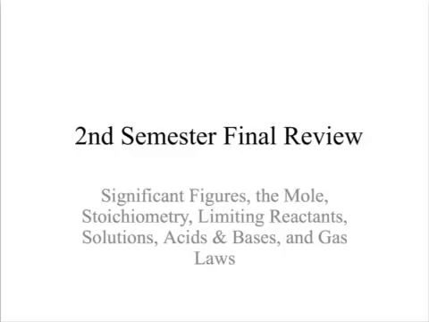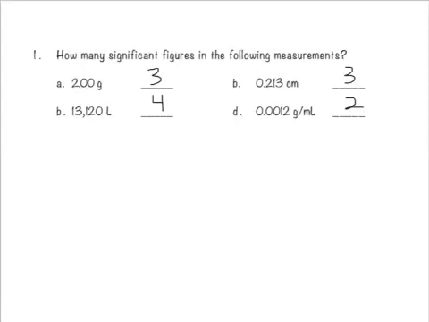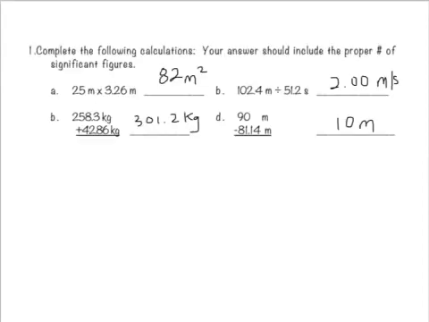This video will go over the second semester final review for chemistry. In this first set of problems, you're identifying the number of sig figs in the following measurements. A has 3, both the 2 and both zeros are significant. B, the 0.213 centimeters has 3, all those are significant. The other B has 4, the 1, 3, 1 and the 2 are significant, that 0 is not. D has 2 sig figs, the 1 and 2 are both significant.